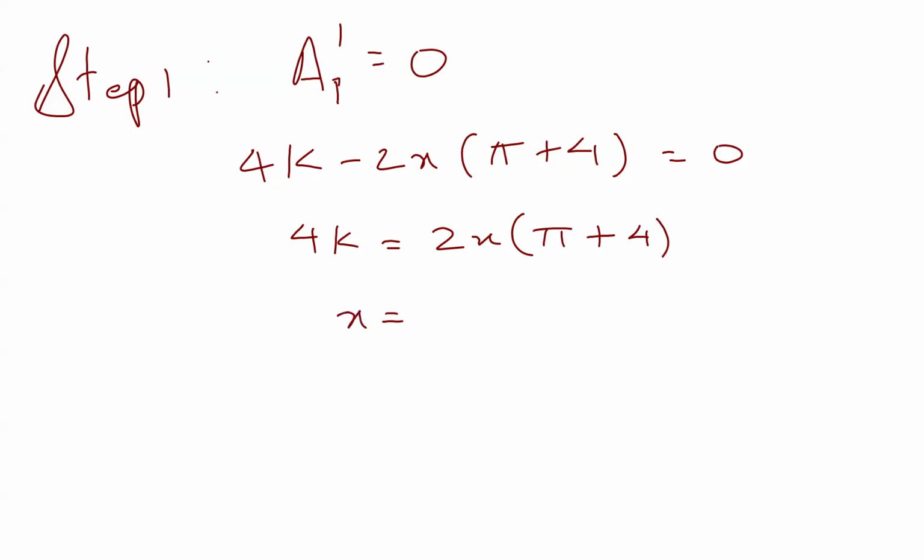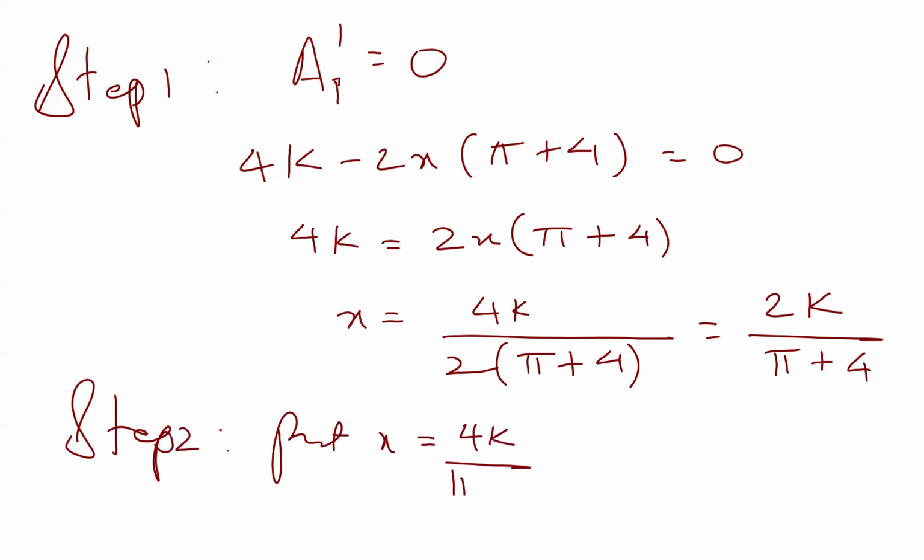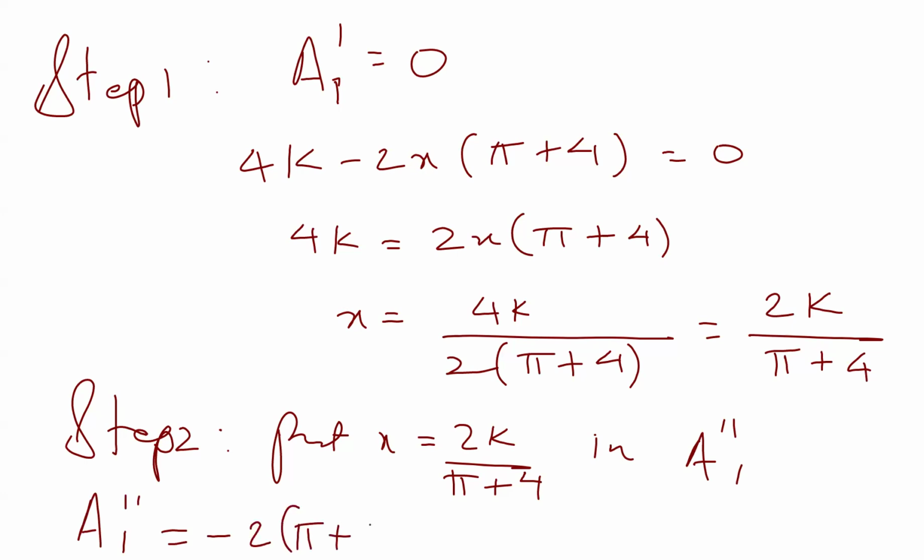So x is equal to 2k upon pi plus 4. This is x. Step 2: put x is equal to 2k upon pi plus 4 in A1 double dash. Now A1 double dash is equal to negative 2 pi plus 4.